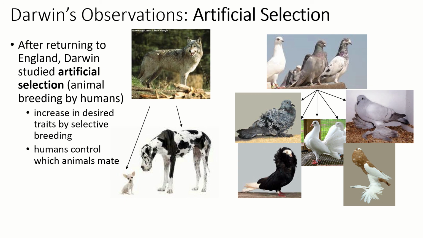So what he started to think was, if humans in a relatively short period of time can create all of this diversity, then nature, with millions of years to work with, must be able to do even more.